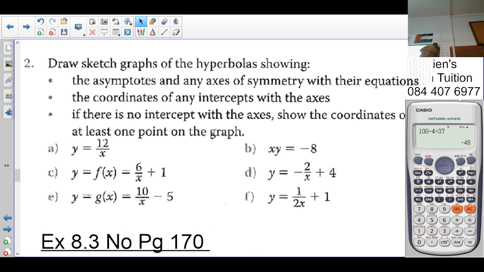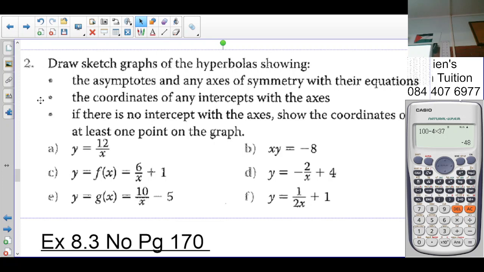It says draw the graphs of the hyperbolas showing the asymptotes and any axis of symmetry. We'll talk about that tomorrow as well. And the equations, the coordinates of any intercept. So this is what we're going to do. The intercept with the axis. If there's no intercept with the axis, show the coordinates of at least one point on the grid. That's what we're doing already. The first one, the asymptotes we will be doing. However, the axis of symmetry we will talk about tomorrow.